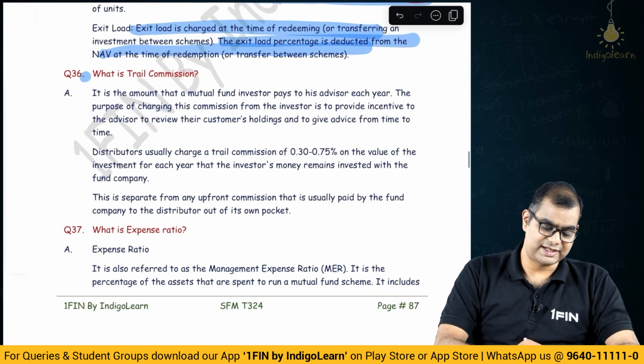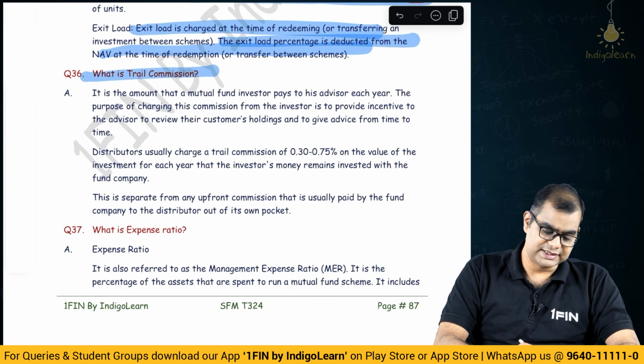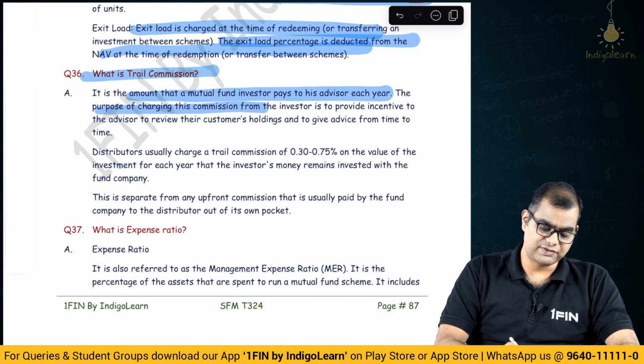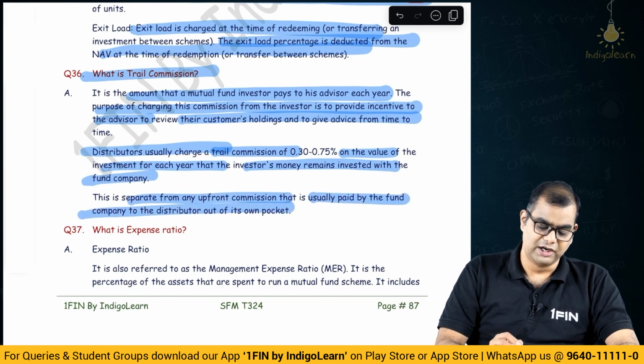Then we come to something called trail commission. We discussed trail commission. I was telling you that there is something called trail commission. It is an amount that a mutual fund investor pays for his advisor each year. The purpose of charging the commission from investors is to provide incentive to the advisor to review the customer's holdings and give advice. Distributors usually charge a trail commission of 0.3 to 0.75% of the value of the investment each year. The investor's money remains invested with the company.